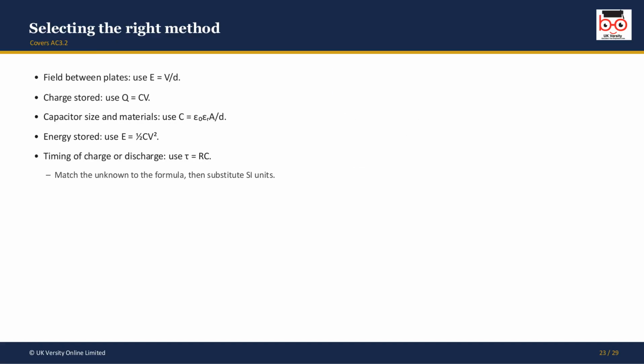It really helps to match the unknown to the right formula. For the field between plates, use field strength equals the voltage over the distance. For charge stored, use charge equals capacitance times voltage. For the capacitor's size from its materials, use the epsilon naught, epsilon r, area over distance formula. For energy stored, use 1/2 times the capacitance times the voltage squared. And for the timing of charge or discharge, use tau equals R times C. Match the unknown, then substitute in SI units.